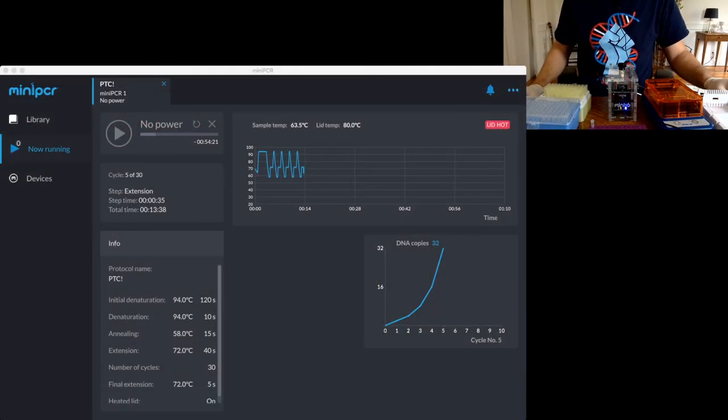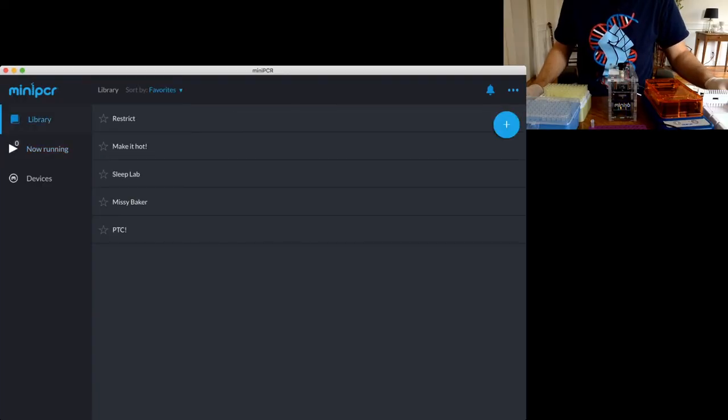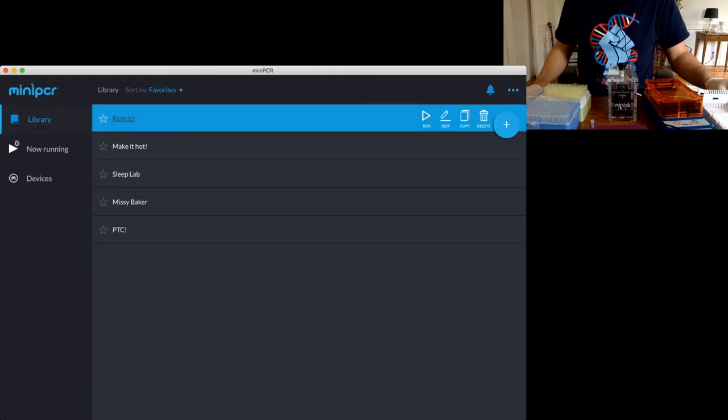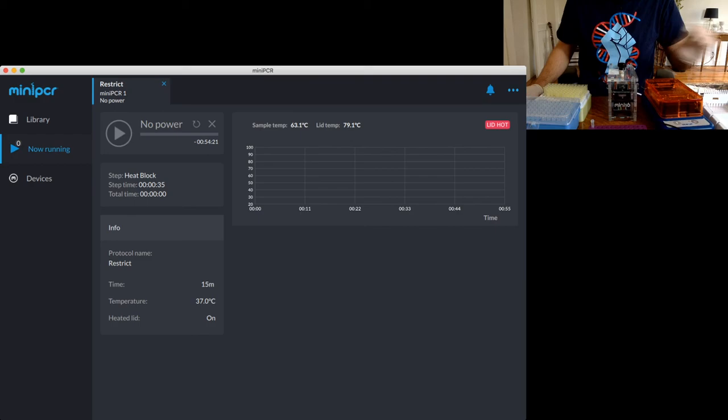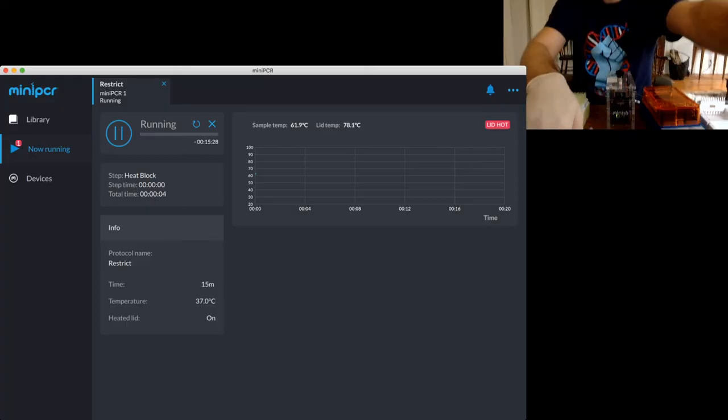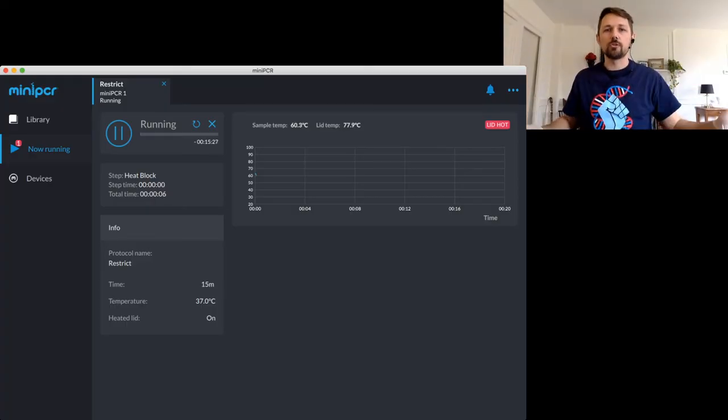And then I'm going to go to the program library. I have one called restrict, and this is just going to be 37 degrees for 15 minutes. Oh, no power. Turned it off. There we go. That should be on now. It was a little hot. It's cooling down. It should be fine. All right, so it's restricting.